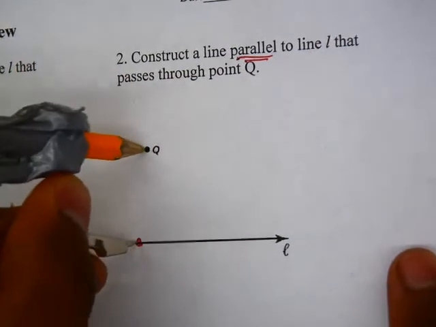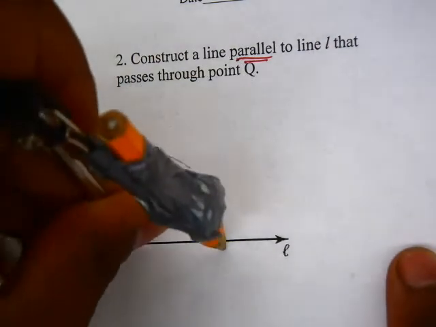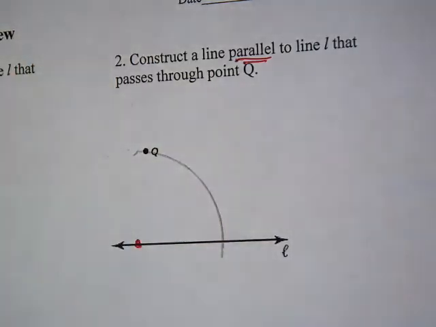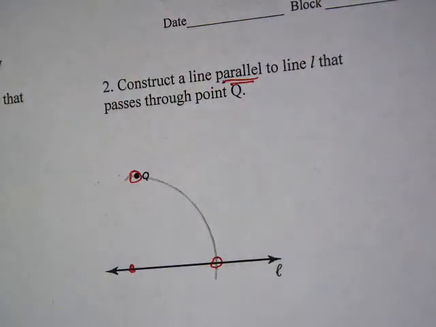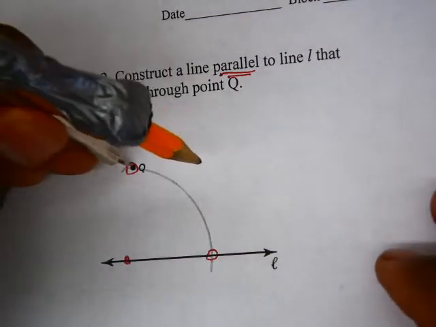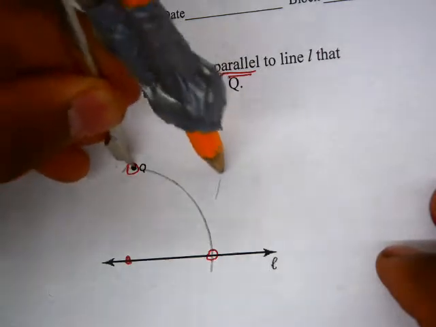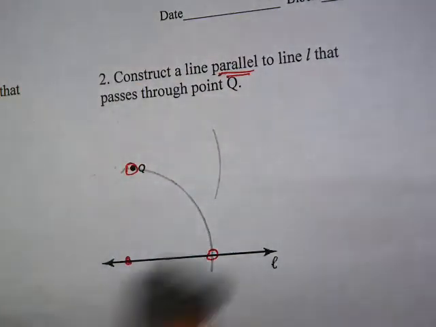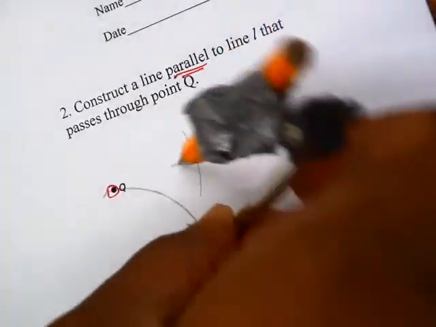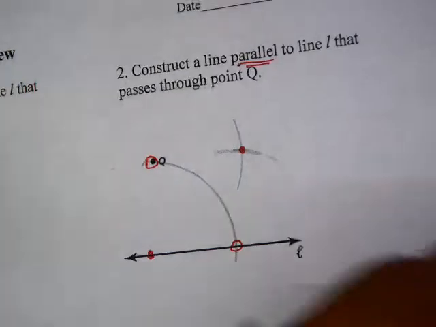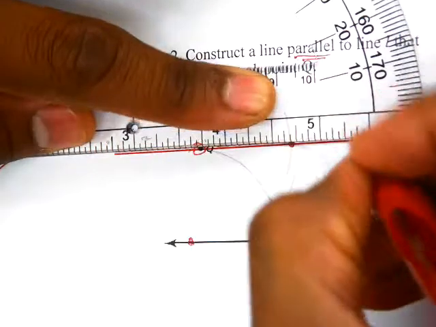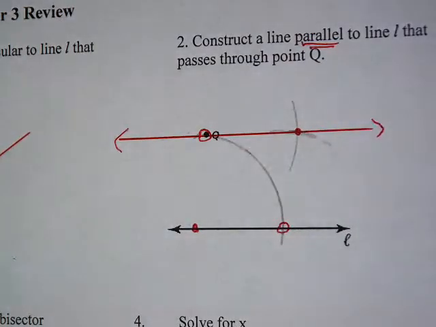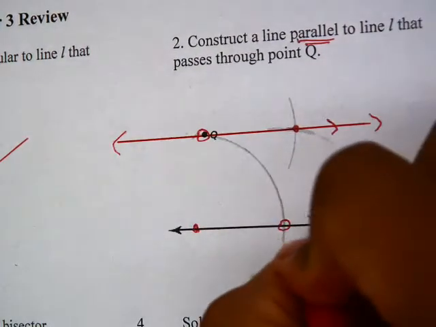So there's Q, and there's where my compass intersects the line. So I want to go from these two spots right now, making sure I do not open or close the compass. I need the compass open to the same amount. From Q now, I make an arc, and from this point of intersection with the line, I make an arc. You can see that my arcs intersect at this spot right here. I'm going to connect that spot with Q, and that'll give me a parallel line. So these lines are parallel.